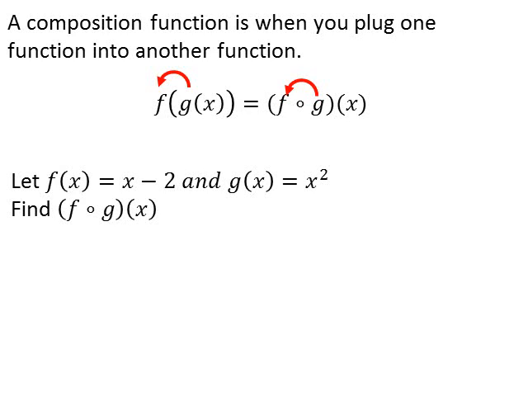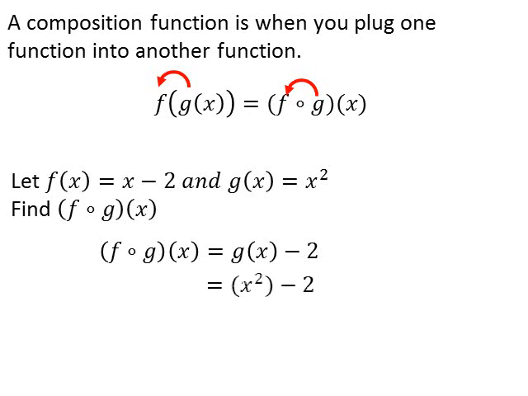So since the f is x minus 2, if I replace the x with g of x, I get g of x minus 2. But I know what g of x is. g of x is x squared. So I can again replace the g of x with x squared. And again, whenever you do this, try to use parentheses. So I have x squared minus 2, and I don't need the parentheses in this case. So if I plug g of x into f of x, I get x squared minus 2.